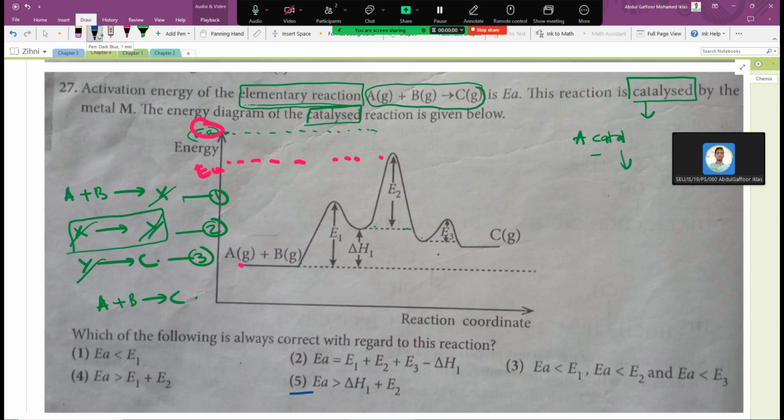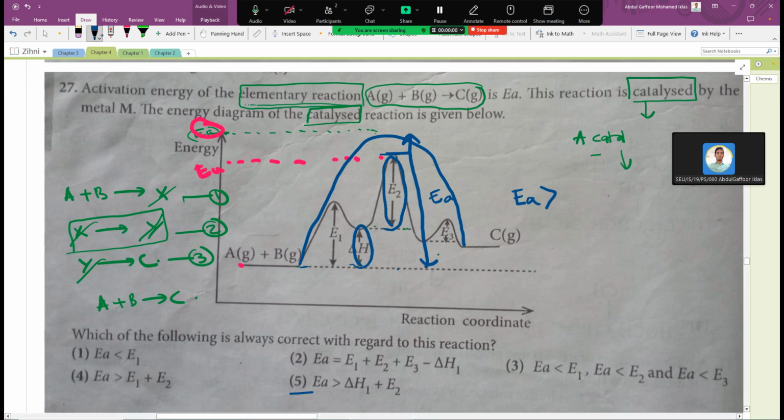Okay, so now you see it should be like this. This is the EA, this is EA. Now just by looking at the picture you can tell EA should be anyhow greater than this point, right? So this point is what? From here to here, that is delta H1 plus E2. Okay, delta H1 plus E2.